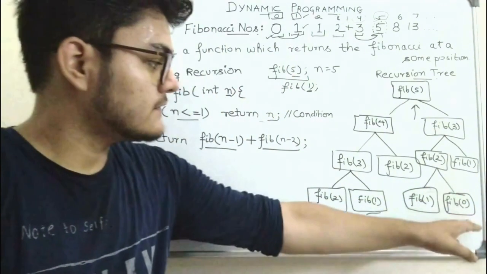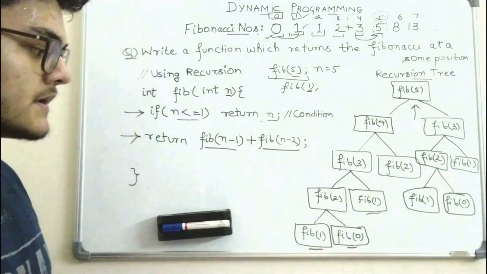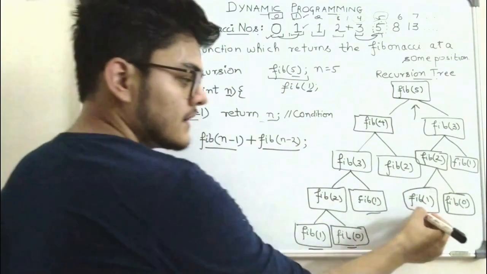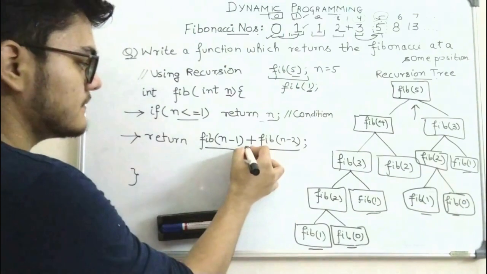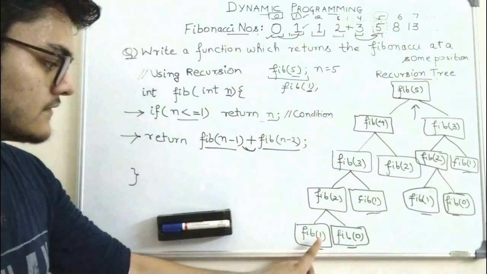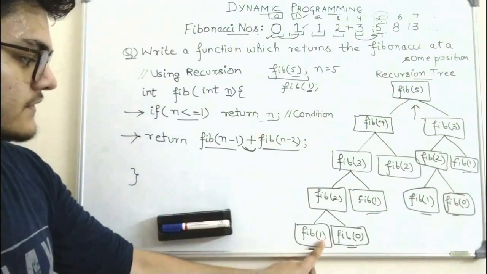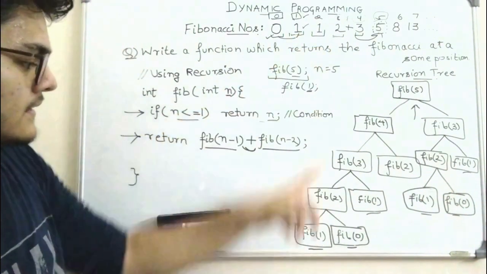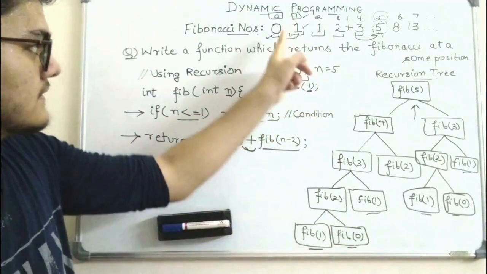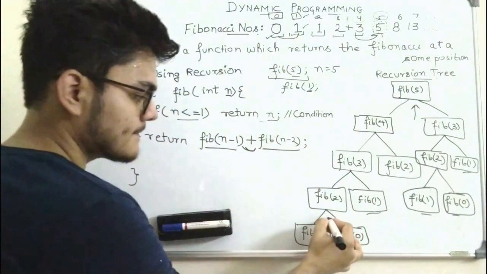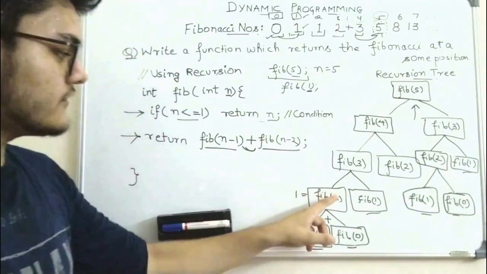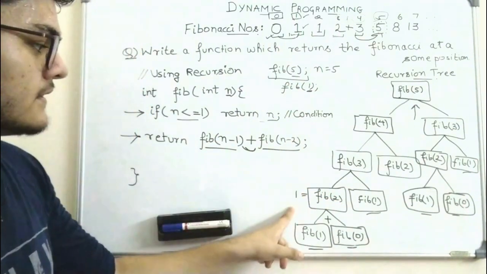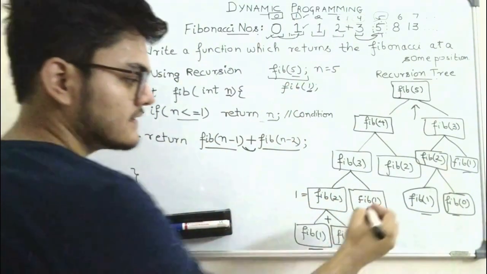So at this step also, this recursion will stop. When the recursion stops, now it is going to trace back and it will add the Fibonacci numbers. So Fibonacci number at the 1st position is 1. So 1 plus 0 is equal to 1. So Fibonacci of 2 will be equal to 1. Fibonacci of 1 is 1.